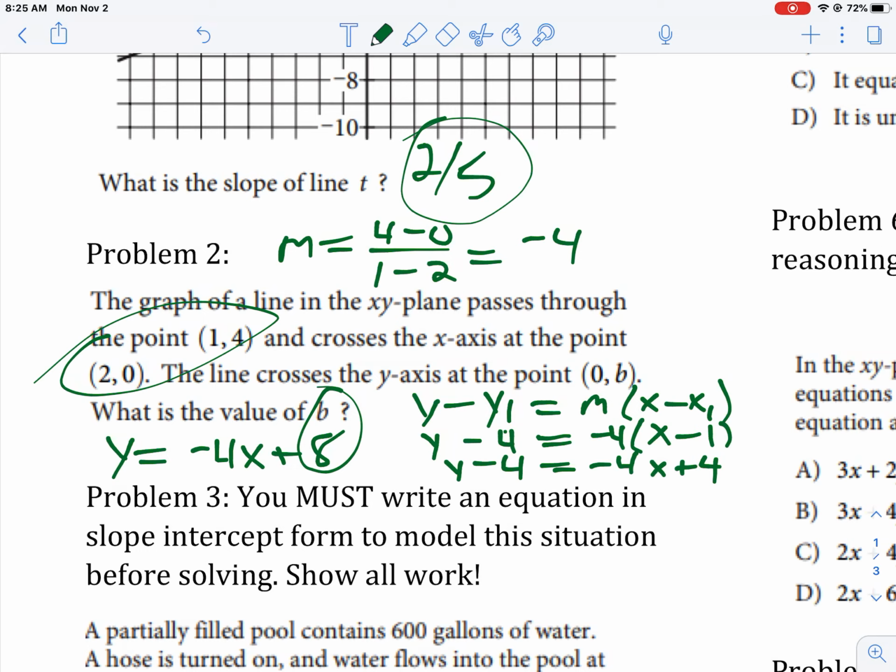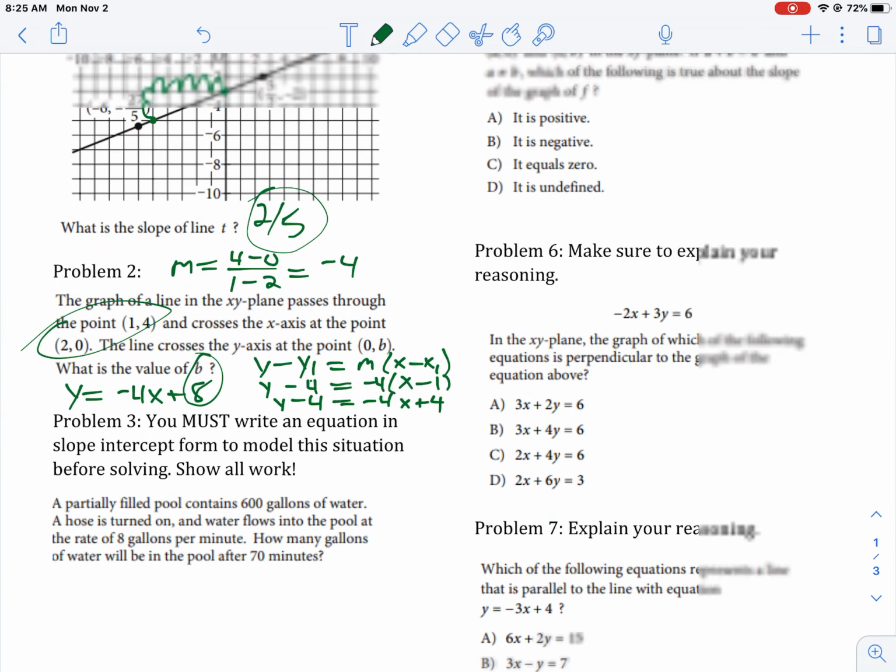So remember, they gave you 2 points, okay? If you're given 2 points, you can find the line and the slope. And then they're really just asking you, what's the y-intercept, right? That's the question, because x is equal to 0.